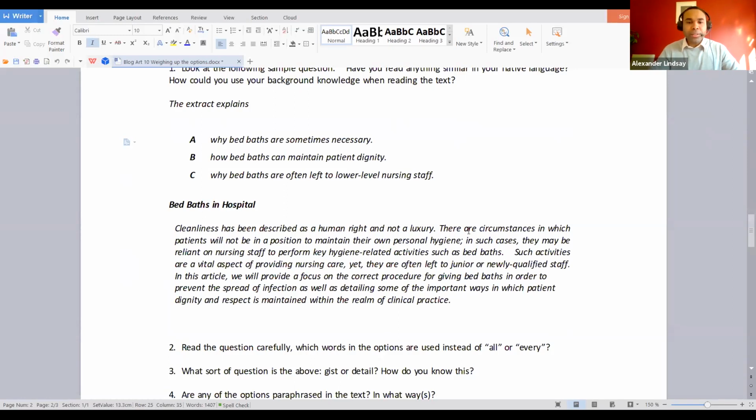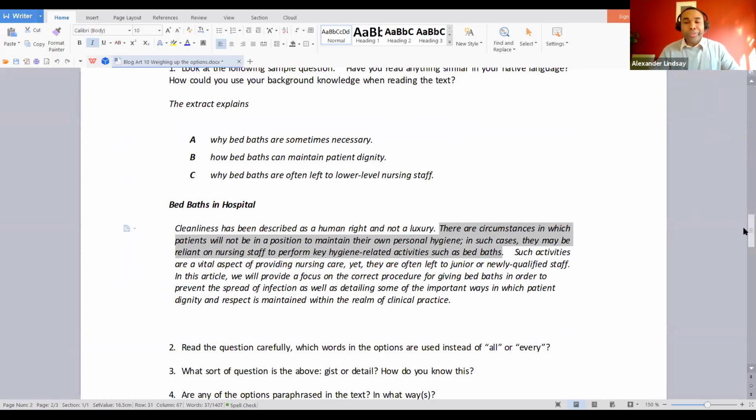Okay, good, yeah. They're necessary to maintain personal hygiene. Exactly. Personal hygiene needs to be maintained, so bed baths are necessary in order to maintain that. So that is the answer to the question: why are bed baths sometimes necessary? Well, because there are certain circumstances in which patients will not be in a position to maintain their own personal hygiene. In such cases, they may be reliant on nursing staff. So this is giving us the answer to the question. It's telling us that the answer is A.